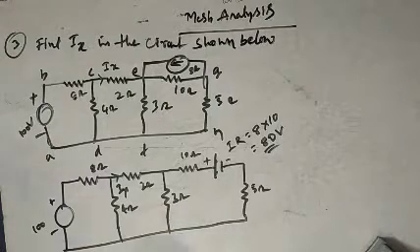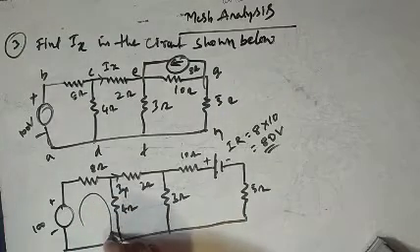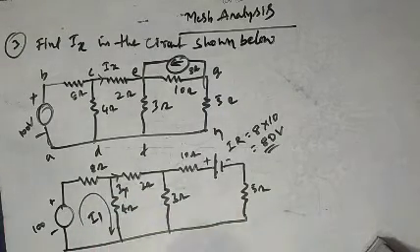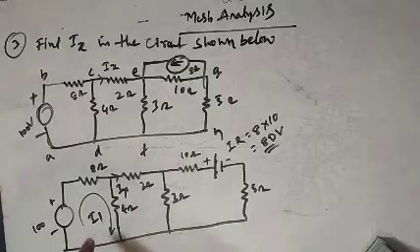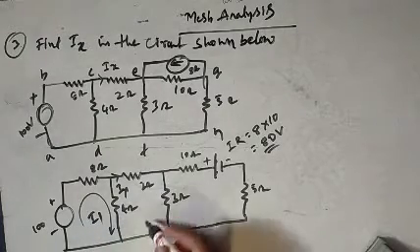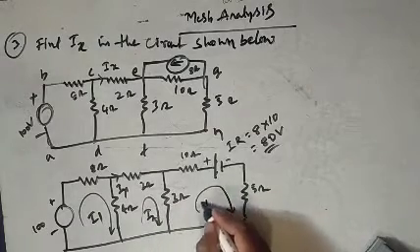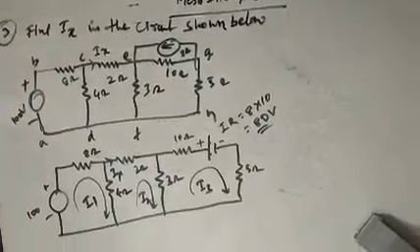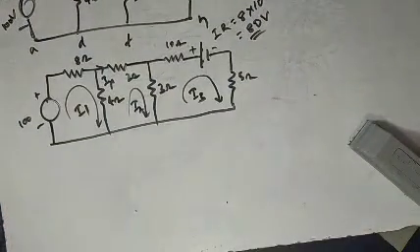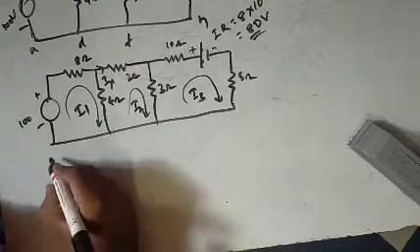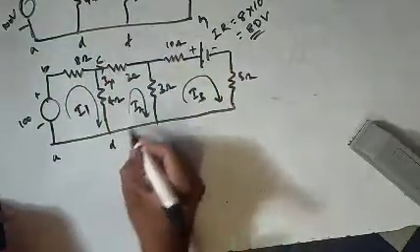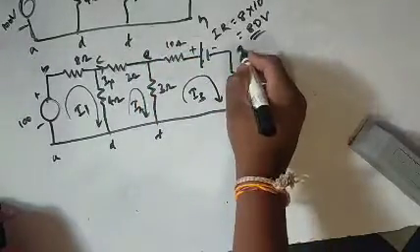Now applying the mesh concept, considering the current direction as clockwise, I will make this mesh 1 with current I1, this I2 and this I3. Now this is the modified circuit. Now applying KVL for the meshes, I can rewrite the naming of every branch A, B, C, D, E, F and G, H.